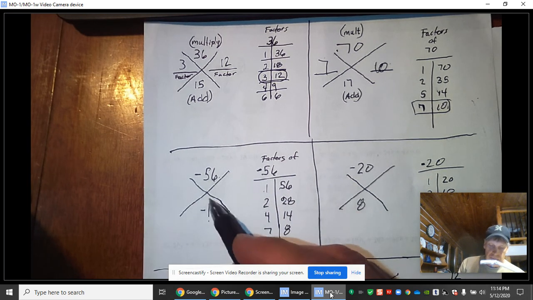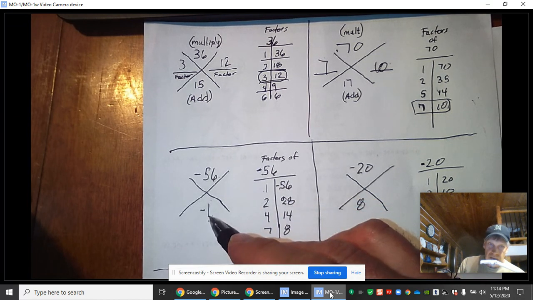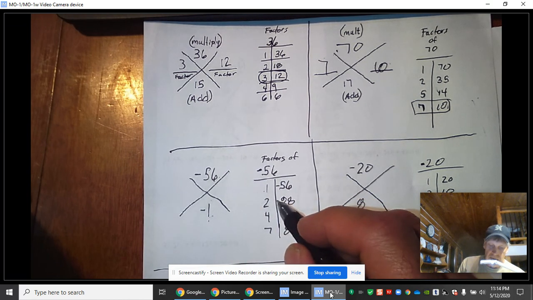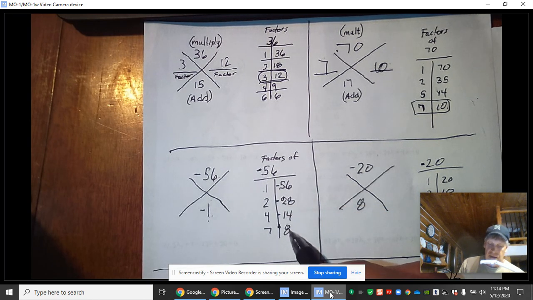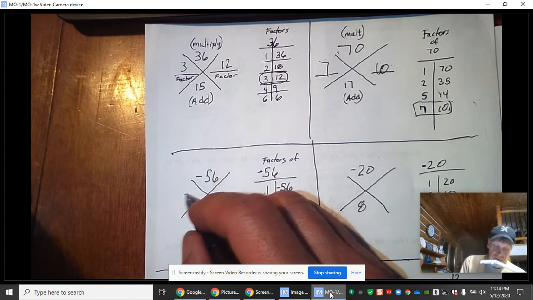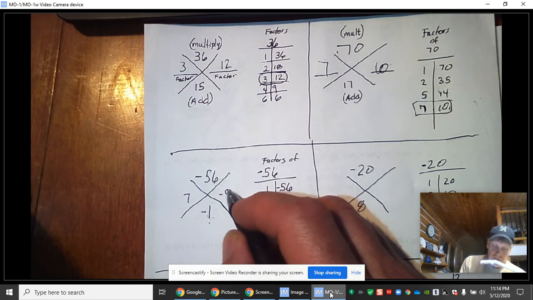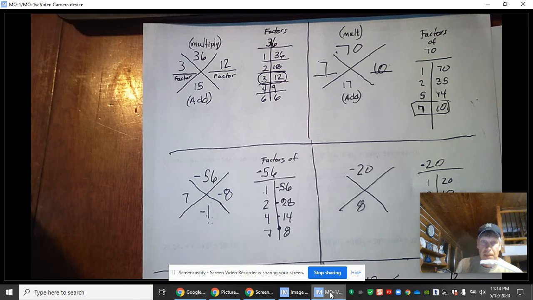If I look at my negative 1, that means for the sum to be negative, the bigger number is going to have to be negative. So if I take negative 8 plus 7, that's my negative 1 right there. And negative 8 times 7 is negative 56. So those are the two factors that multiply to negative 56 and add to negative 1. All right? It's a little bit tricky.